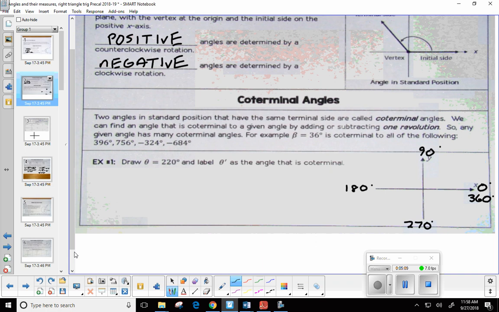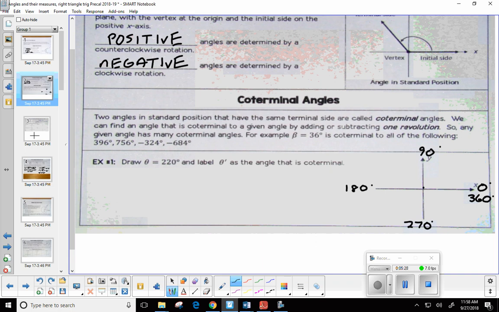So any given angle has an infinite number of coterminal angles because we can continue to rotate in whatever direction we want. Okay, so for example, we've got beta is equal to 36 degrees. All right, so what quadrant would that be in? Definitely the first one, okay? And remember, it goes counterclockwise, 1, 2, 3, 4.